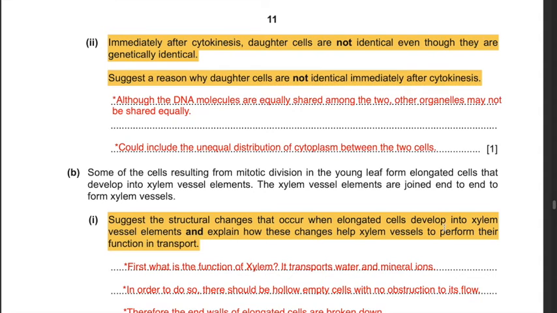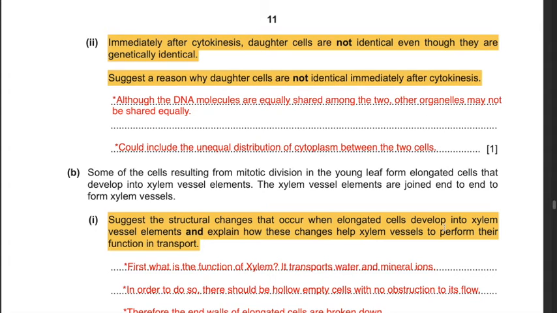Part 2. Immediately after cytokinesis, daughter cells are not identical, even though they are genetically identical. Suggest a reason why daughter cells are not identical immediately after cytokinesis. A possible suggestion is that although the DNA molecules are equally shared among the 2, other organelles may not be shared equally. You could also talk about the unequal distribution of cytoplasm between the 2 cells.